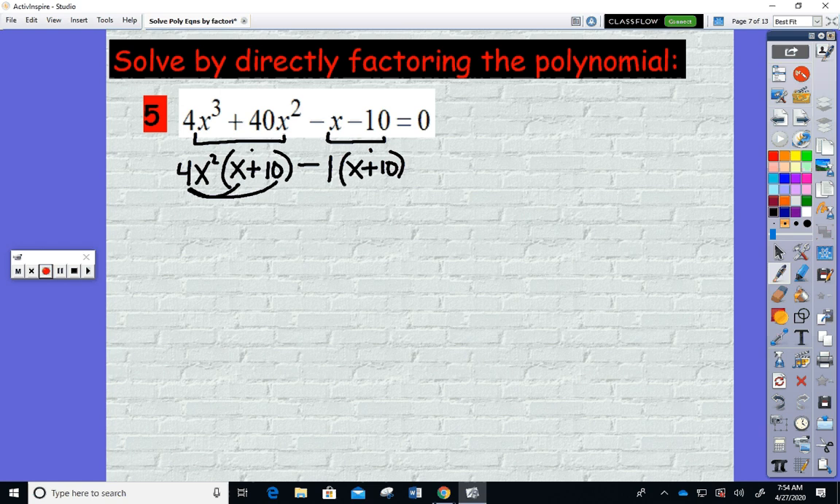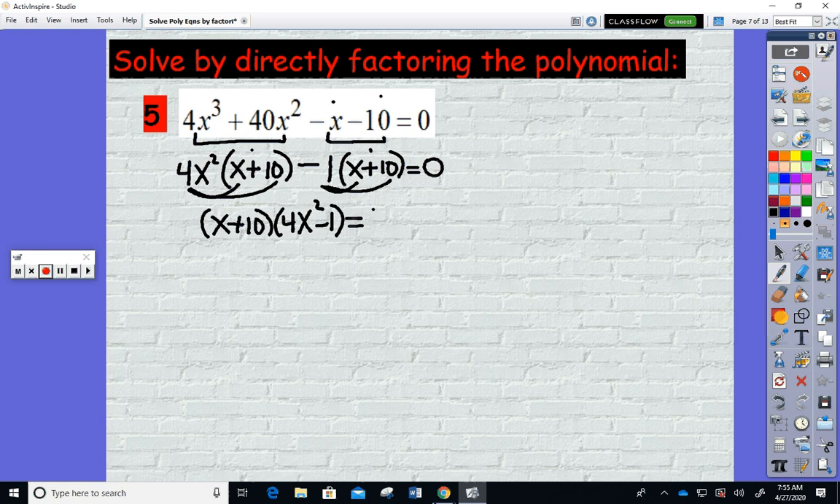We'll double check that. Distribute: negative 1 times x is negative x. Negative 1 times 10 is negative 10. So life is good. Things are where they're supposed to be. I'm going to rewrite that as x plus 10 times 4x squared minus 1.